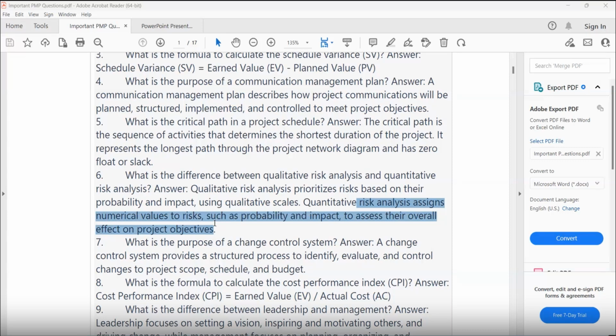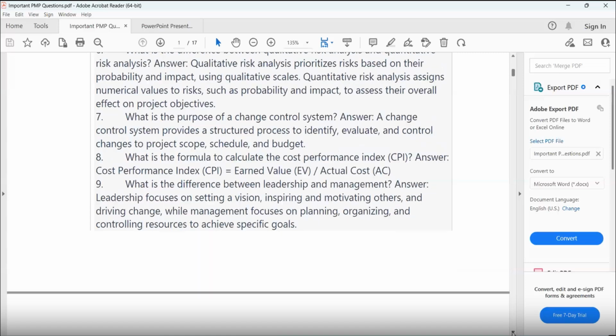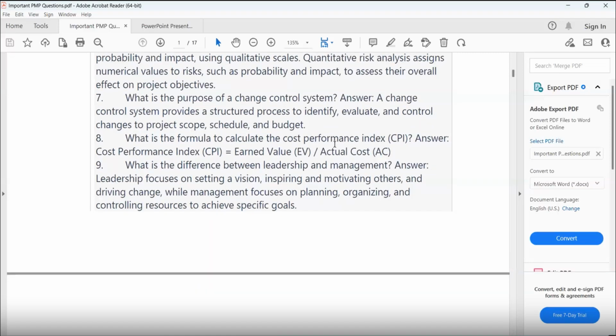So what is the purpose of a change control system? A change control system provides a structured process to identify, evaluate, and control change to project scope, schedule, budget. These are the things. So that is why the change request comes, and you have to analyze whether the change request is okay or not. What is the formula to calculate the cost performance index? Cost performance index is calculated by earned value divided by actual cost.